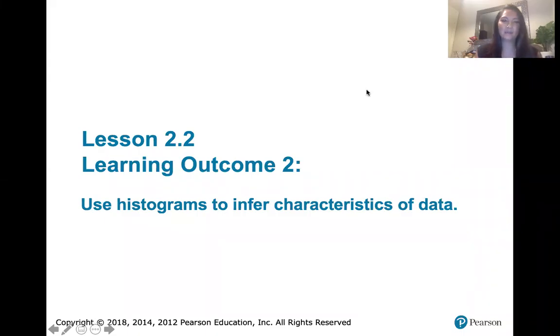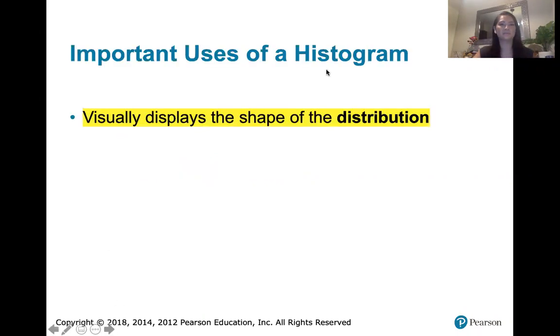This video covers learning outcome number 2, which is about using histograms to infer characteristics of data. There are a lot of important uses of histograms, but the most important use is that it visually displays the shape of the distribution. We talked about CVDOT briefly, those 5 characteristics of data that are so important. They're the defining characteristics of a data set that we're typically trying to find when we're using descriptive statistics. One of those is the distribution. So the histogram is a graph of the frequency distribution or the relative frequency distribution, and it's visually showing us what that data looks like. So it's displaying the shape of the distribution. That's the most important use of the histogram.